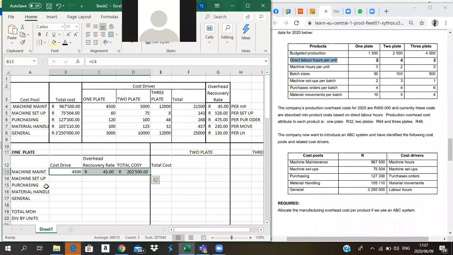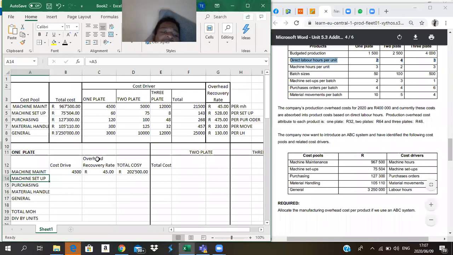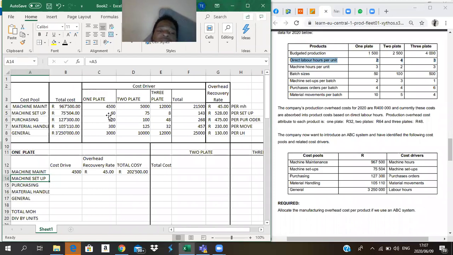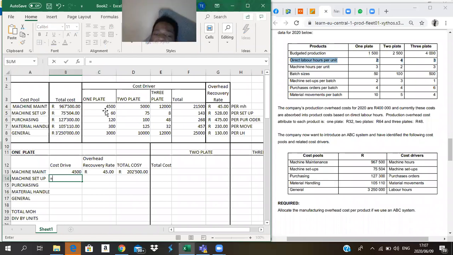Yes. Then we go to machine setup. The cost driver for machine setup was what? It was machine setups. If you remember very well, the setups for one plate was this 60. Yes. Then I put my 60 there, and my overhead recovery rate for machine setups was this 528. So my total cost is equal to the 60 multiplied by the 528, and I get my total cost to be 31,680. Do you guys understand? Yes.